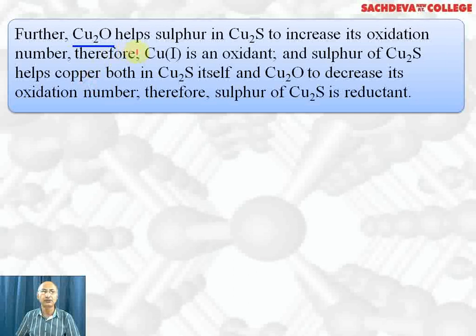Further, Cu2O helps sulfur in Cu2S to increase its oxidation number, therefore Cu2O is an oxidant. And sulfur of Cu2S helps copper both in Cu2S itself and copper oxide to decrease its oxidation number. Therefore, sulfur of Cu2S is reductant, or we can say that Cu2S is reducing agent.